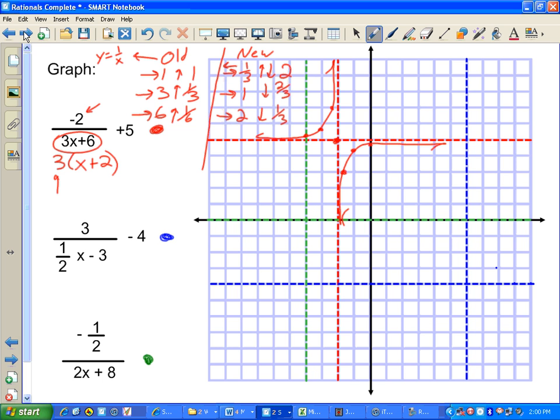First thing we do is factor. So when you factor a 1/2 out, that's the same as multiplying everything by 2. So this becomes x minus 6. That means my vertical asymptote has been moved over to the right 6 spots. So I've got the blue asymptote there. And my horizontal one's been moved down 4.